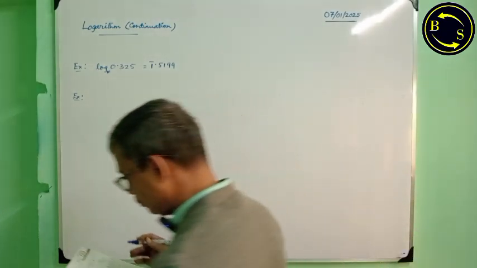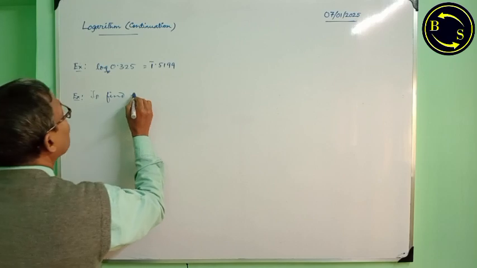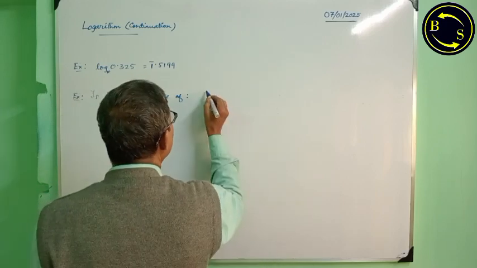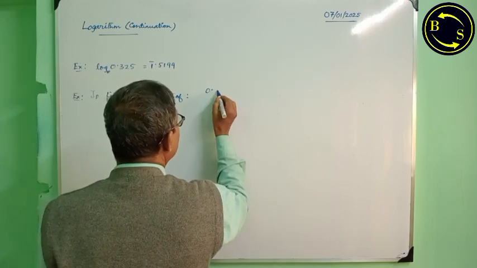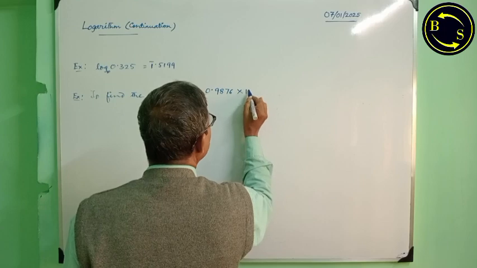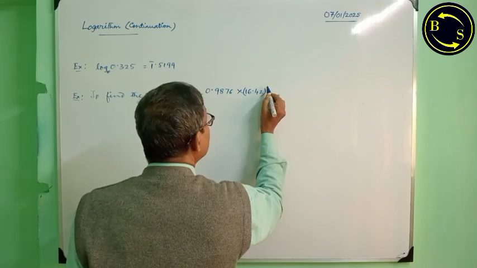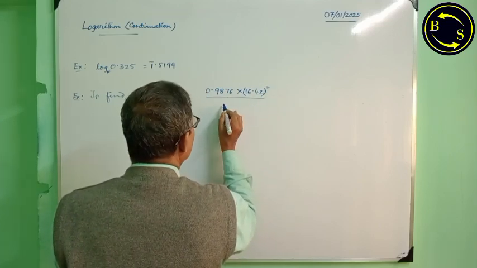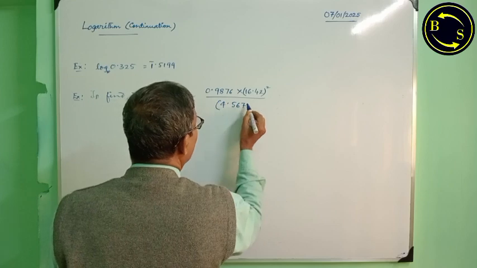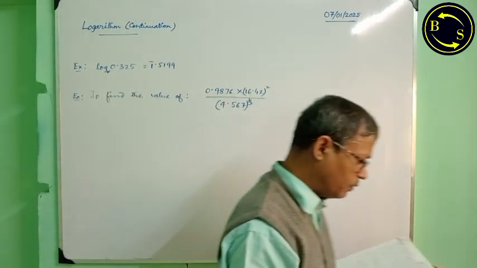First I write down that to find the value. 0.9876 into 16.42 whole square by 4.567 whole to the power 1/3. This is the expression whose value is to be found out.